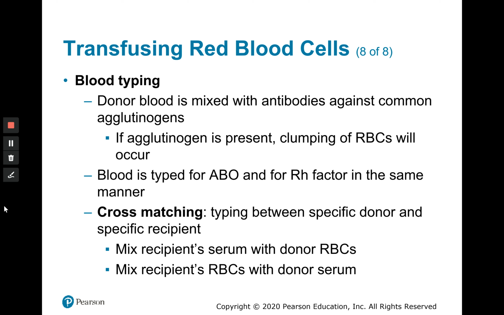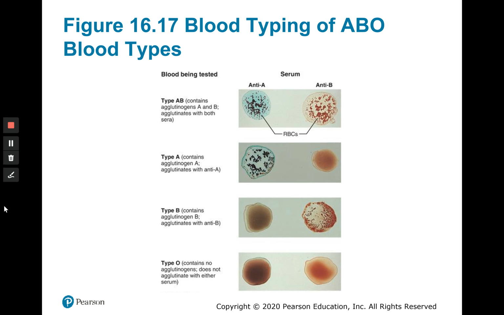So it may sound a little complicated when we use terminologies like mixing donor blood with antibodies against common agglutinogens. So let me summarize that. If you're the donor, we would mix your blood against antibodies because we would know that if we got a reaction to a particular type of antibody, that you have that type of surface marker or antigen on your red blood cell. It's just kind of a cross-check. That's why cross-matching is such a good test.